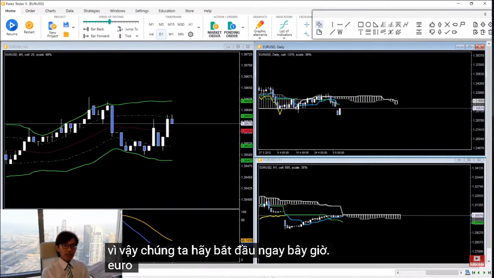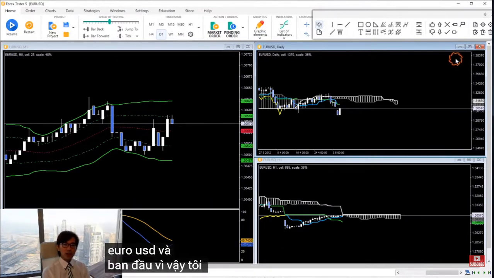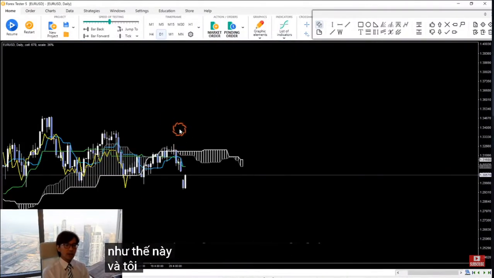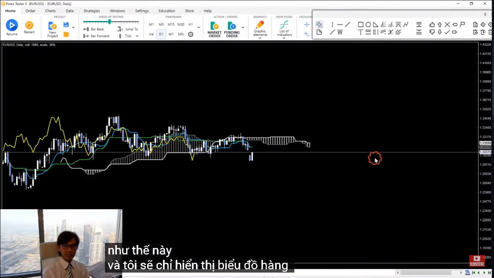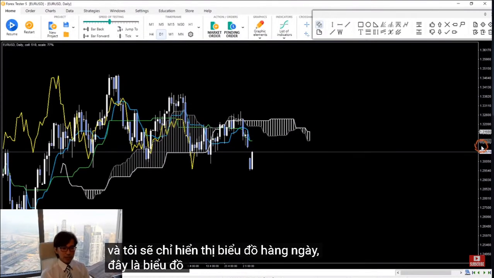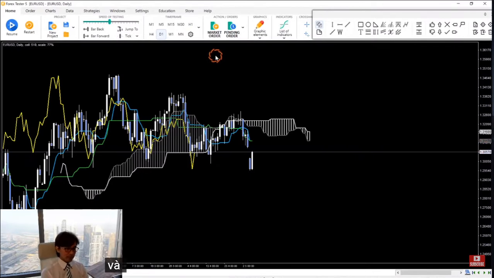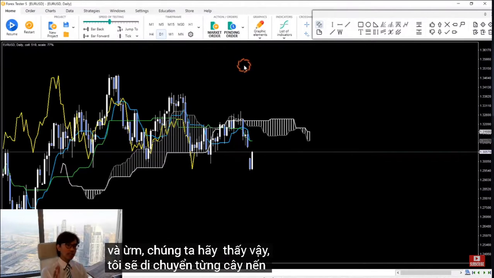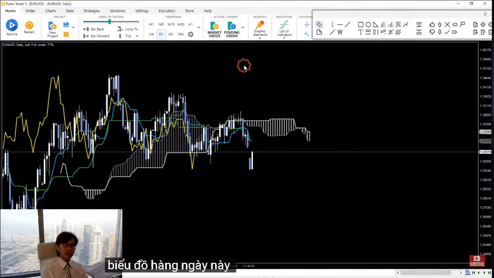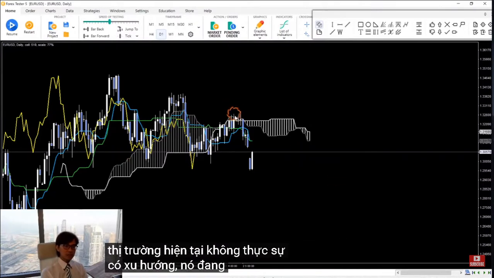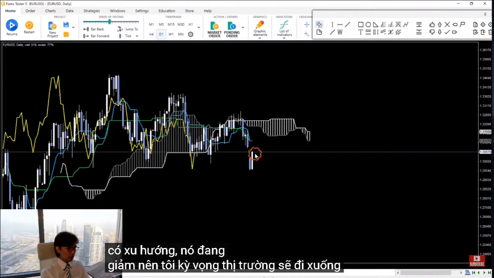So here is EUR/USD, and initially I only look at the daily chart. I will enlarge the daily chart like this, and I will only show the daily chart. This is a chart back in 2012, so this is not the real-time market. I will move the candles one by one in this daily chart until the market trends. Right now, the market is not really trending. It is bearish, so I expect the market to go down continuously.